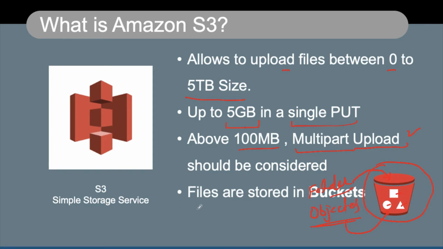Files are stored in buckets, and all these files are called objects. By default, all the files are private. You will not be able to see them from the internet, and they will not be available for public viewing. You have to enable these things whenever you create buckets or files. And this typically comes with almost unlimited storage. The storage is almost unlimited for S3.